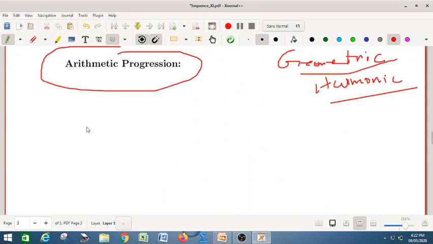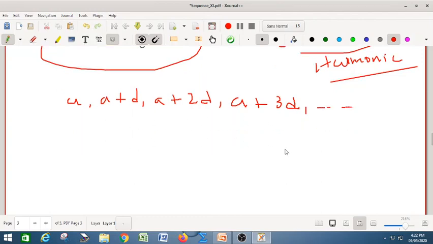So let us write one arithmetic progression. Suppose the first term is A and the common difference is D. Then the second term is A plus D, third term is A plus 2D, fourth term is A plus 3D, and so on. You take the difference, you will get the difference is D. So this is arithmetic progression. Common difference is always constant.